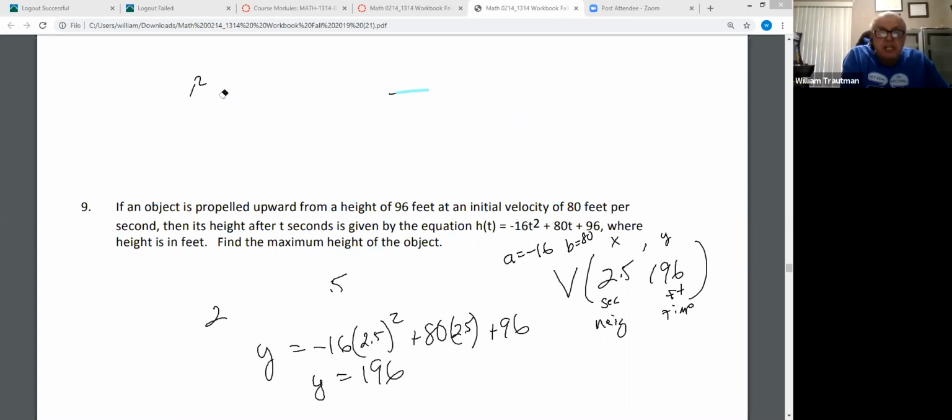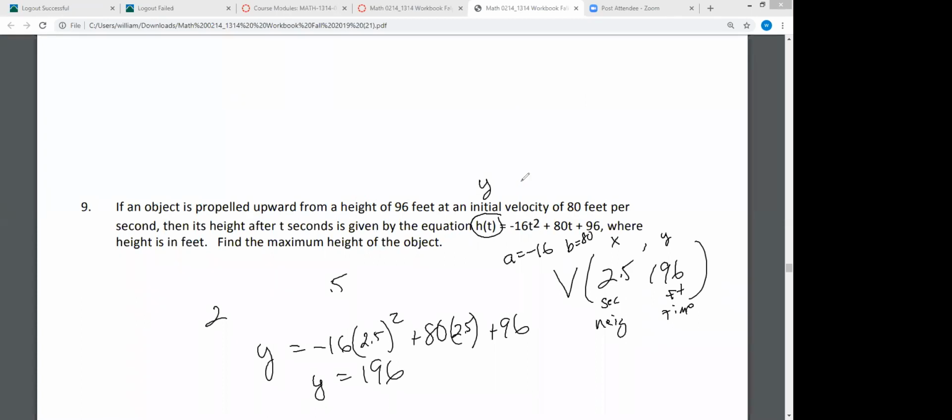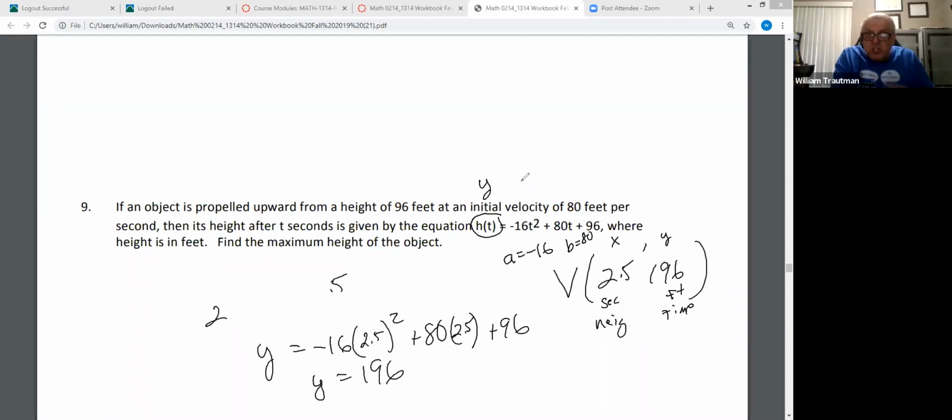A lot of times they let you know with the letters in front. Look at this. That's the Y. Would you agree that's the Y? Yes. The Y is the function equals. So that's an H, and so that's the Y value. Then it says T seconds, so these are the X values. You always have the X values in the equation. X values are time, and the Y value is height.